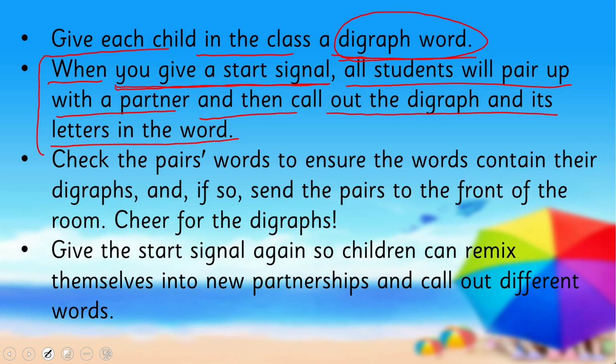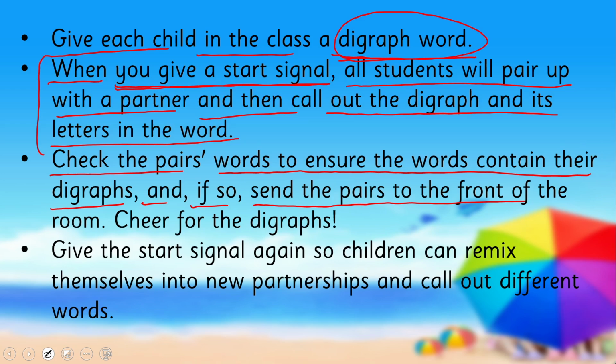Whatever words you will be having, you will identify the digraph, you will say the word and you will tell what digraph is there. Teacher will check the pairs' words to ensure the word contains their digraphs, and if so, send the pair to the front of the room and cheer for the digraph. If they are correct, you will cheer them up. You can clap for them.